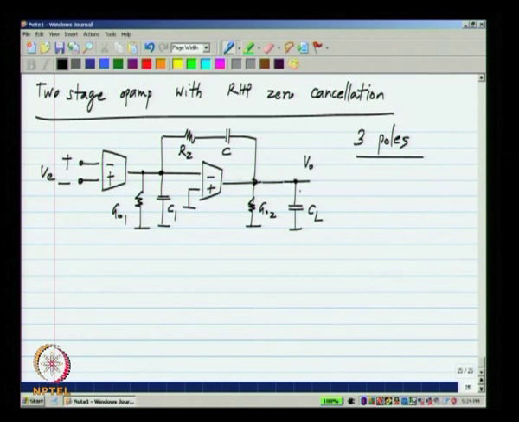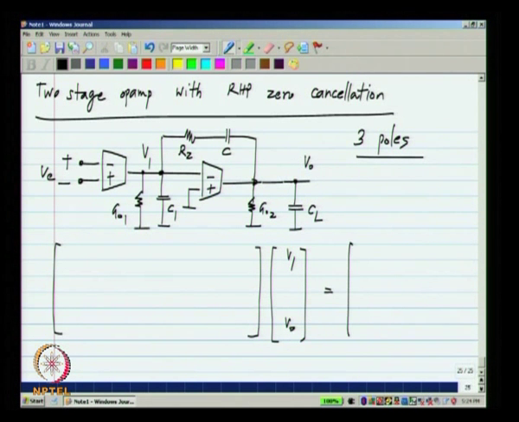Now, I will not solve this completely, but I will outline the method. So, again we can write the node equations, and I will write it in terms of the same two node voltages as earlier, V1 and Vo equals the source current vector. Now, all we have to do is, earlier between these two terminals we had just C, which gives you an admittance sC.